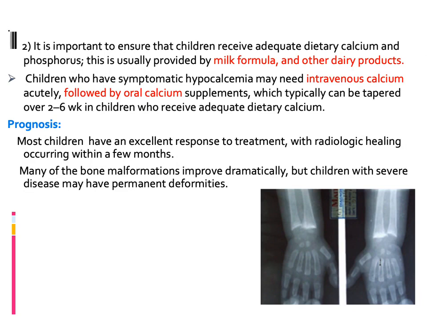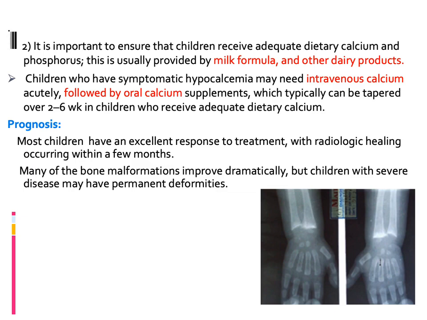In addition, it is important to ensure that the children receive adequate dietary calcium and phosphorus. This is usually provided by milk formula and other dairy products. While in the case of hypoparathyroidism, we limit the dairy products. Children who have symptomatic hypocalcemia may need intravenous calcium, followed by oral calcium supplements, which typically can be tapered over 2 to 6 weeks in children who receive adequate dietary calcium. So sometimes we need IV calcium to treat stridor.